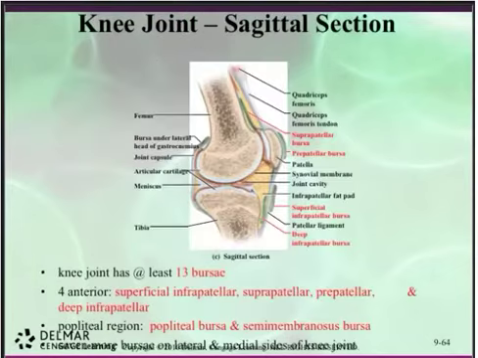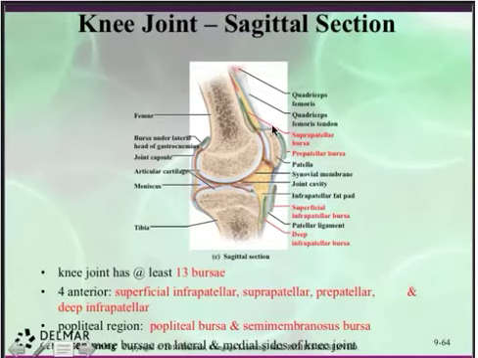And so here we're looking at a sagittal section through the knee joint. The knee joint has about 13 bursae. There are 4 anterior: the superficial infrapatellar, the suprapatellar, the prepatellar, and the deep infrapatellar. The popliteal region contains a popliteal bursa and a semimembranosus bursa. And so here you can see each of these. Notice they're highlighted in red on this diagram.